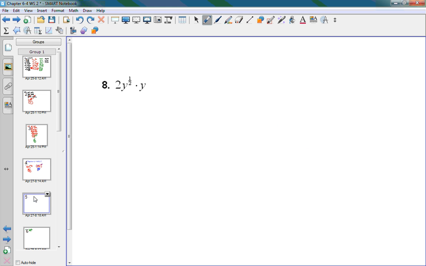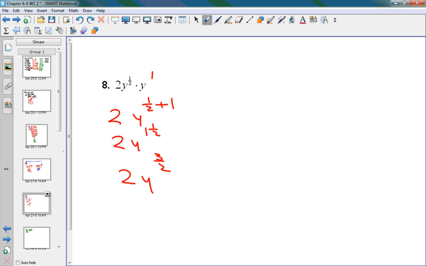Number 8. How many bases do you see up there? 1, 2, 3. I see 3 bases. 2 of them are the same, right? So since I see 3 bases with 2 of them being the same, what do I do with those 2 bases with their exponents? Add them, because they're attached by multiplication. So I put a 1 on there for the missing exponent. I'm going to have 2y to the half plus 1, to give me 2y to the 1.5. What's 1.5? An improper fraction. 3 over 2.